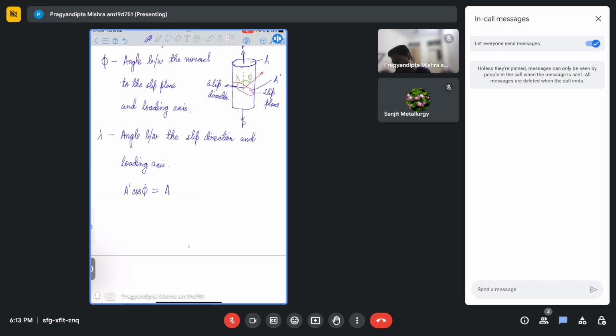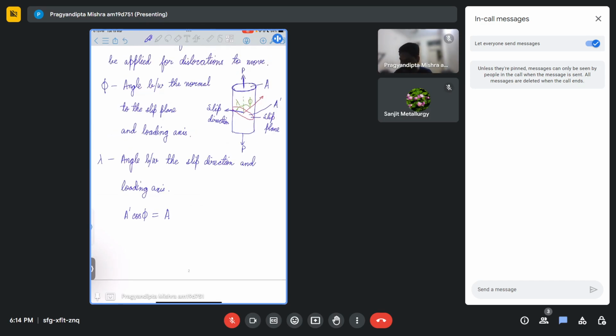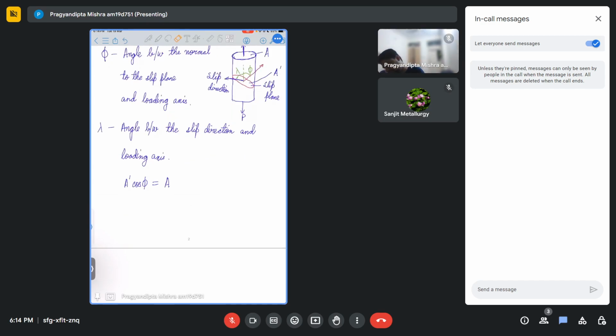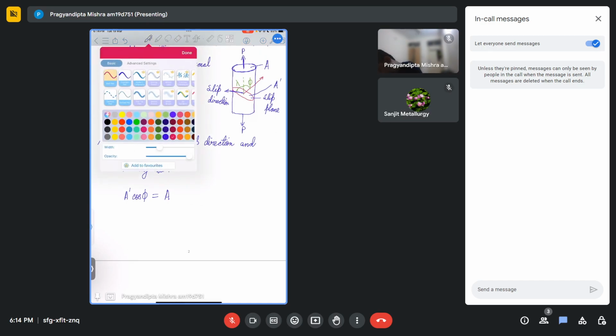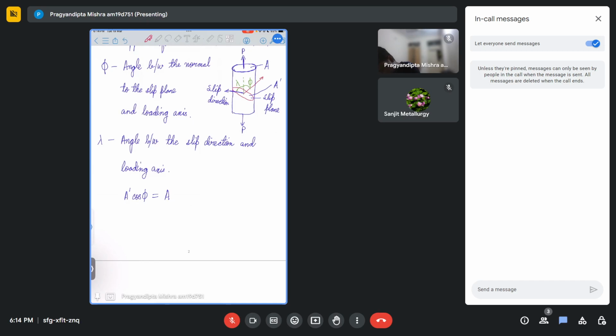Now similarly, if this force P is acting along the top face, along the slip direction, what would be the component of that force? It will be just P cos lambda, right? Because for the area, I'll put it here so that there is no confusion. So this will be P dash, right? This will be P dash in the slip direction.